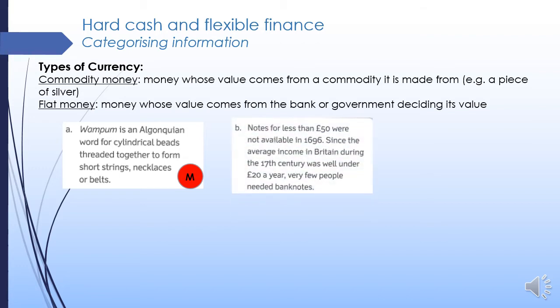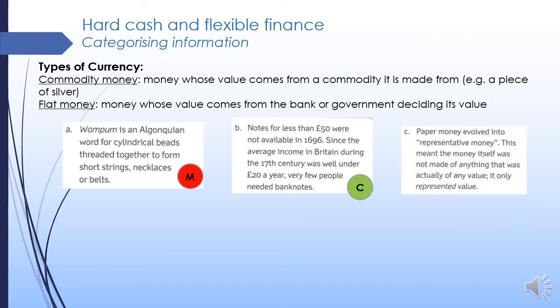B. Notes of less than £50 were not available in 1696, since the average income in Britain during the 17th century was well under £20 a year. Very few people needed banknotes. Again, this is a paper whose value the bank determines. So this is not hard cash. This is credit.